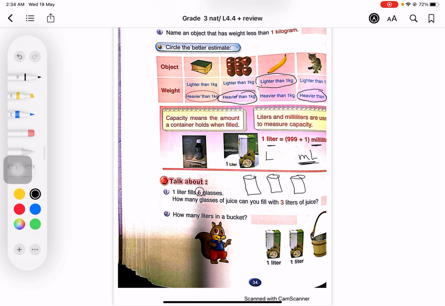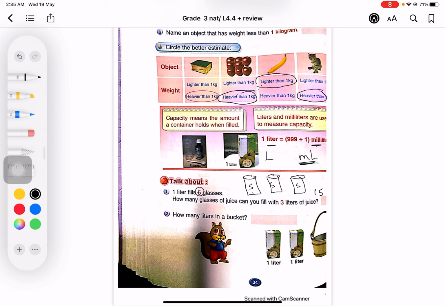How many glasses of juice can you fill with 3 liters? Okay, one liter needs how many glasses? 5. I don't have 1 liter, I have 3 liters. This is 1 liter, and this is another liter, and this is another liter. Each one is how many? 5 cups. So in all, it will be how many glasses of juice? It will be 15, because for each liter you will use 5 cups.